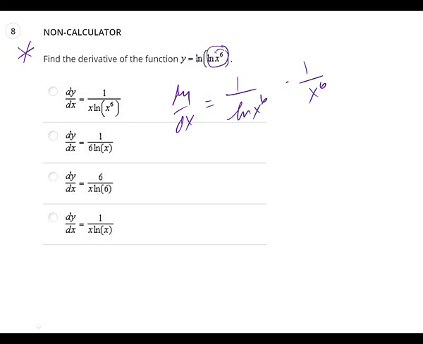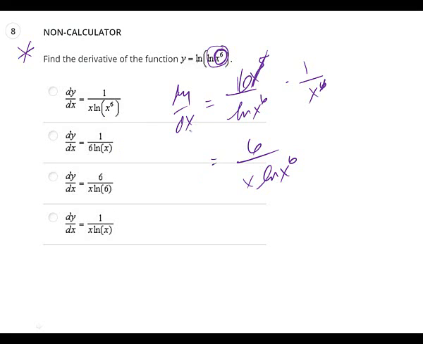Good. And then we've got to do this chain rule here. 6x to the 5th. All right, and then we've got to do some canceling. So the x to the 5th goes, and that just goes down to an x. So it looks like we've got 6 over x natural log of x to the 6th. So let's see. Look at that. C again. No, I don't see it. It might be A. What happened?